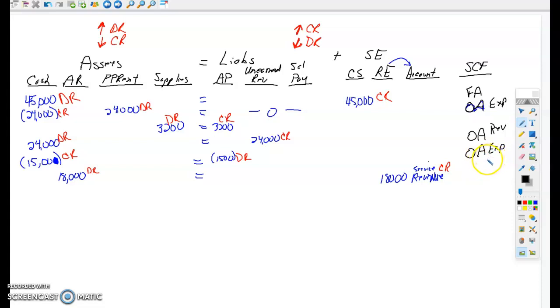Now, a shortcut for all of this: if something's financing, it's because of long-term debt or stockholders' equity. Investing is with long-term assets. If it's not investing or financing, it's an operating activity. So that's kind of a shortcut, easy way to remember that.